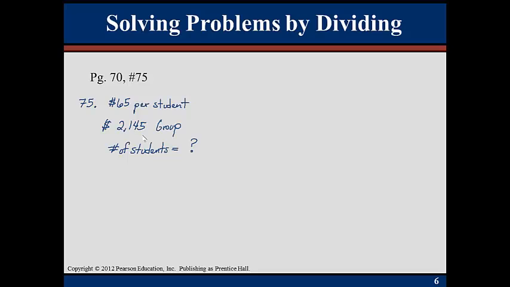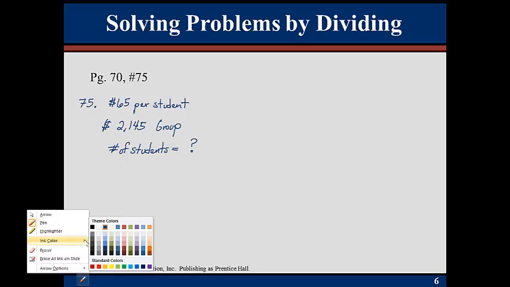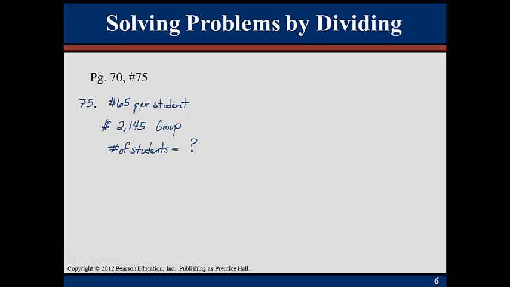So since we have the total and we have the price per student, we're going to divide. The key word here is per, which means divide. So we're going to start with 2,145 divided by 65. So 65 doesn't go into 2. It doesn't go into 21. So let's see how many times it goes into 214.